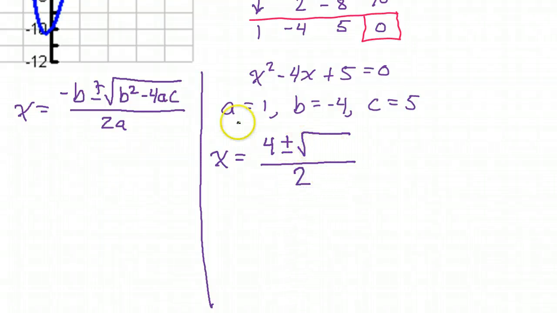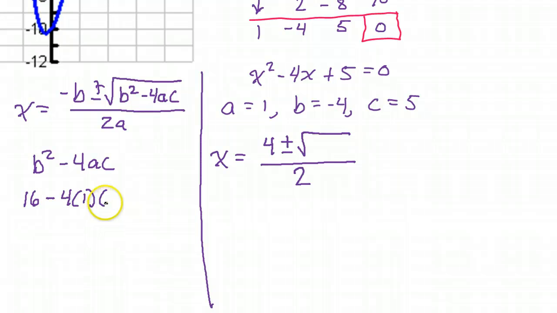Now, this discriminant, this b squared minus 4ac, I always like to calculate that separately. So b squared minus 4ac. b is negative 4, so b squared is 16. So 16 minus 4 times 1 times 5. Okay, in other words, 16 minus 20. So that's just going to be negative 4. Okay, so our discriminant here is negative 4.